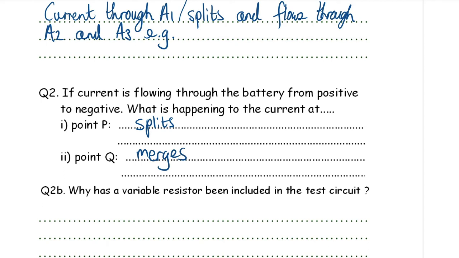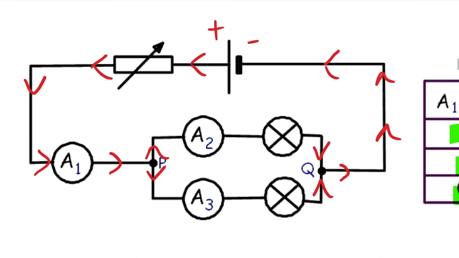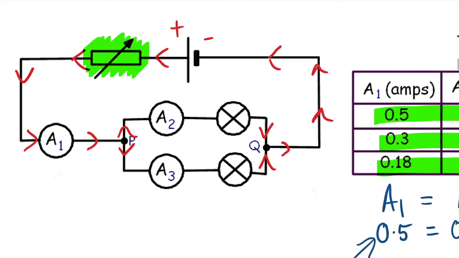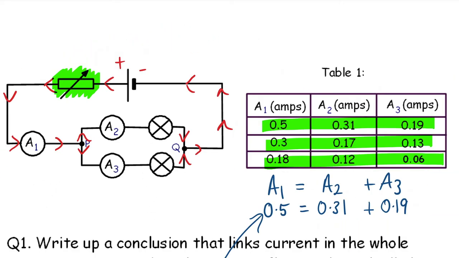Why has a variable resistor been included in the test circuit? I'll verbally give you the answer here. You need to then pause the video and write down your answer in your own words. The variable resistor, remember that's this here, allows the size of the current to change. So if we didn't have a variable resistor, we would only be able to have one set of results, perhaps that first one. But by changing the variable resistor, we can change the size of the current flowing through the circuit, which would have happened here and here.